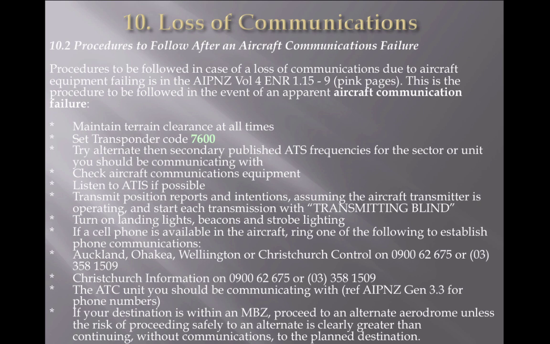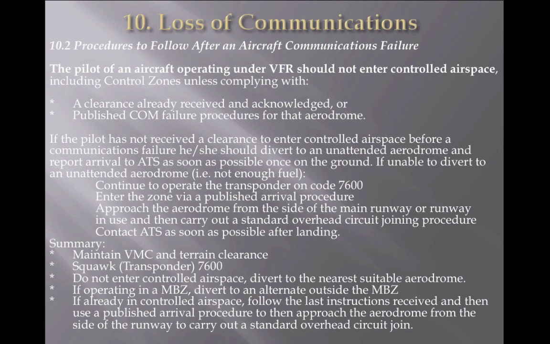If a cell phone is available in the aircraft, ring one of the following to establish phone communications: Auckland, Ohakea, Wellington or Christchurch control, Christchurch information on 0900 number, or the ATC unit you should be communicating with, referencing the AIP General 3.3 for phone numbers. If your destination is within a mandatory broadcast zone, proceed to an alternate aerodrome unless the risk of proceeding safely to an alternate is clearly greater than continuing without communications to a planned destination.